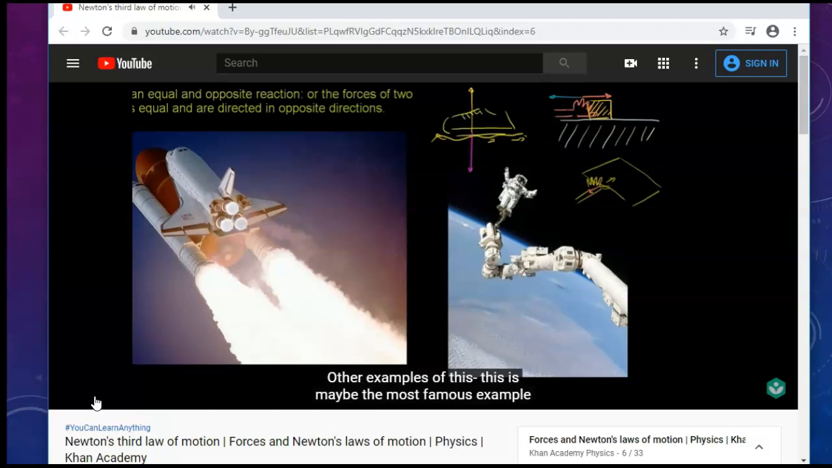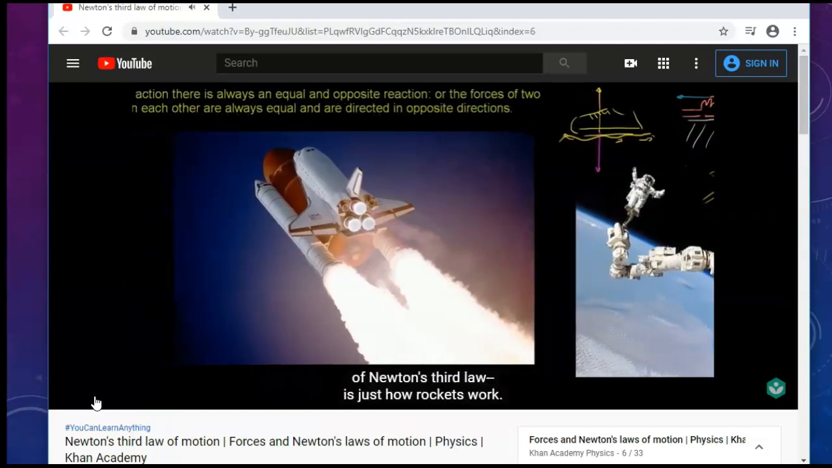Other examples of this, maybe the most famous example of Newton's third law, is just how rockets work. When you're in a rocket, either trying to escape the atmosphere or maybe you're in space, there's nothing to push off of that lets you accelerate. So what you do is you keep stuff to push off in your fuel tanks. And when you allow the proper chemical reactions or the proper combustion to take place, it expels gases at ultra high velocities out the back of your rockets.